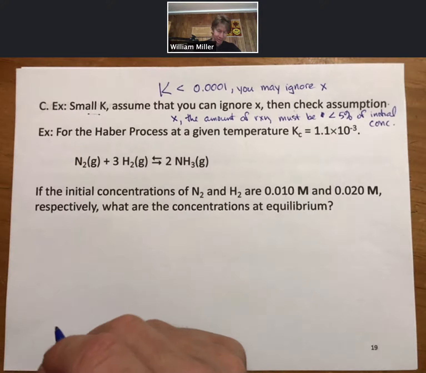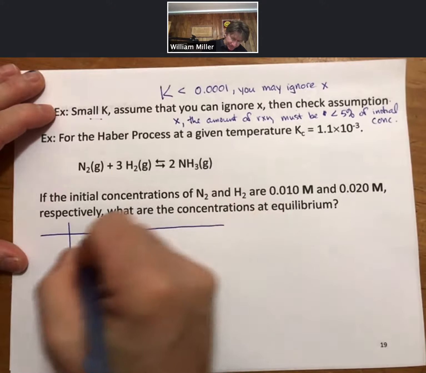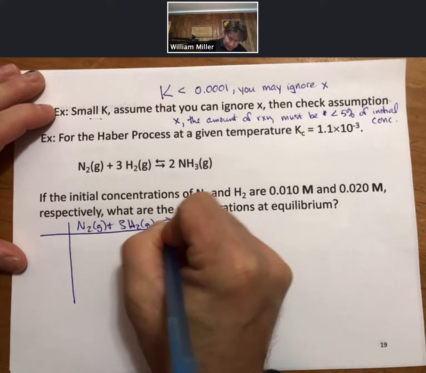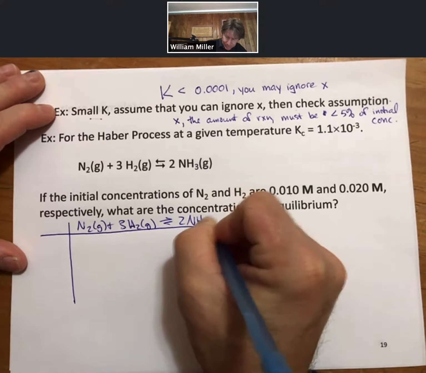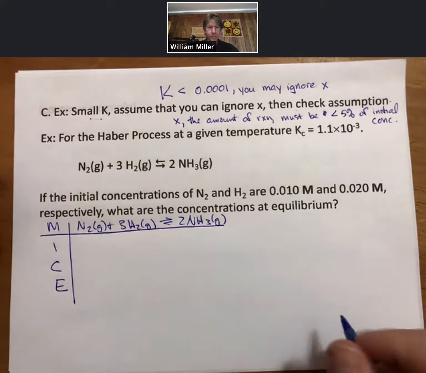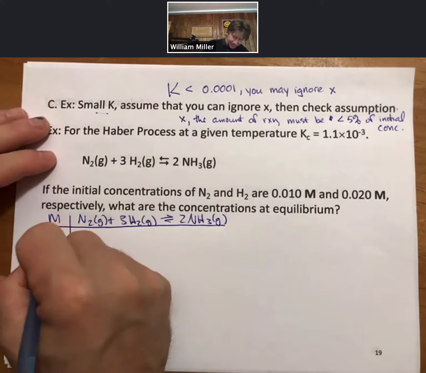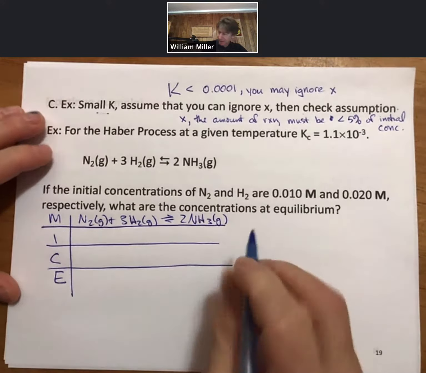All right, so we set up our ICE table. Our concentrations here are in molarities. Maybe we should call this a MICE table. And filling this in, so we have N2 is 0.010, H2 0.020, and again, no information about our product. Assume it's 0, and that's a good assumption.